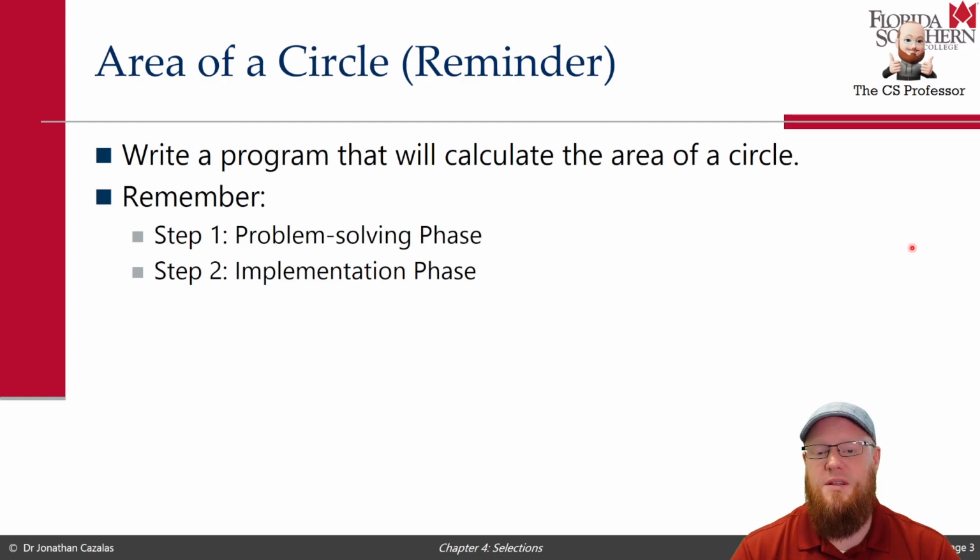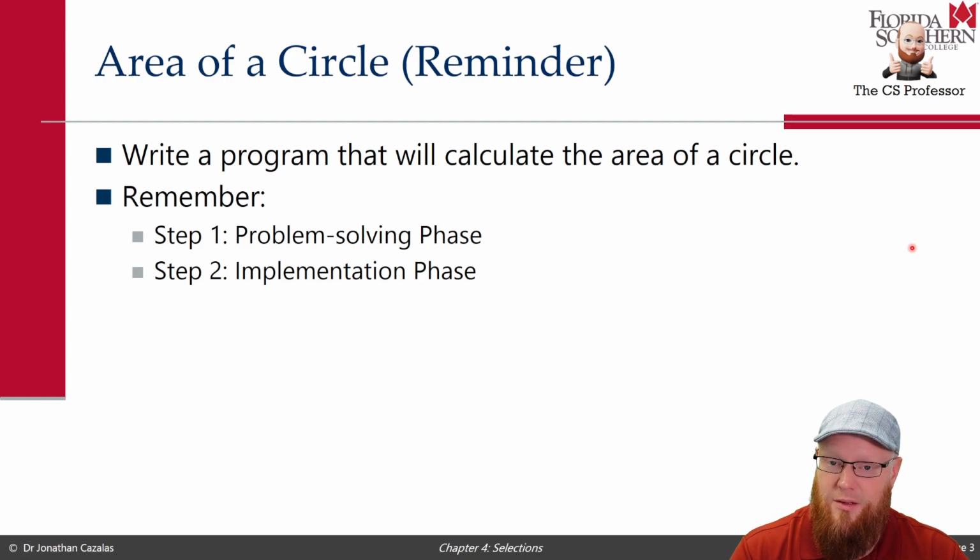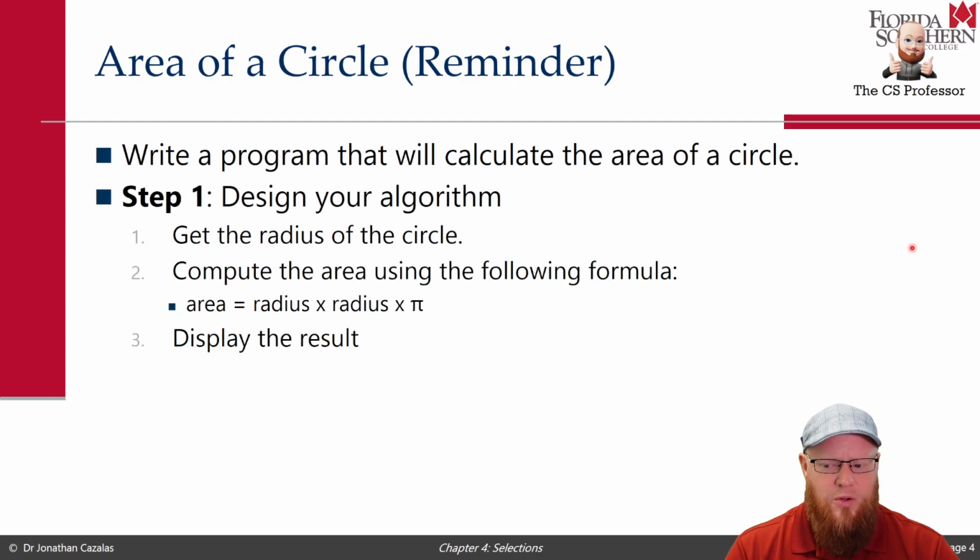Starting by revisiting a problem we've covered previously, which is the area of a circle. We want to, given a radius, compute the area of a circle. Let's revisit the problem-solving phase and the solution that we came up with previously. So the algorithm is we need to get the radius from the user. We need to, of course, remember the equation for the area of a circle, pi r squared.